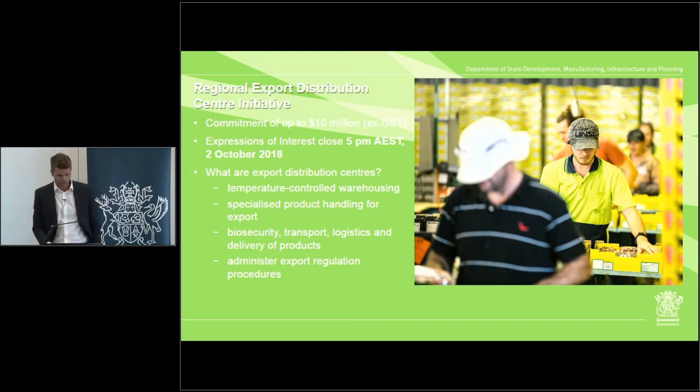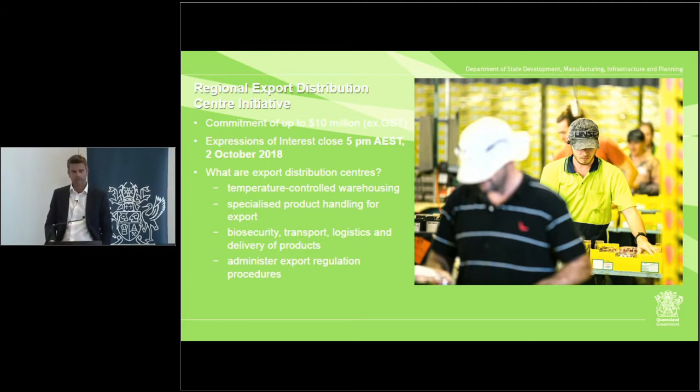As part of building a strong and sustainable agricultural industry, the Queensland Government has committed to providing up to $10 million, excluding GST, to support business case development and, if feasible, construction of an export distribution centre in regional Queensland. The funds will be provided from the $150 million Jobs and Regional Growth Fund.